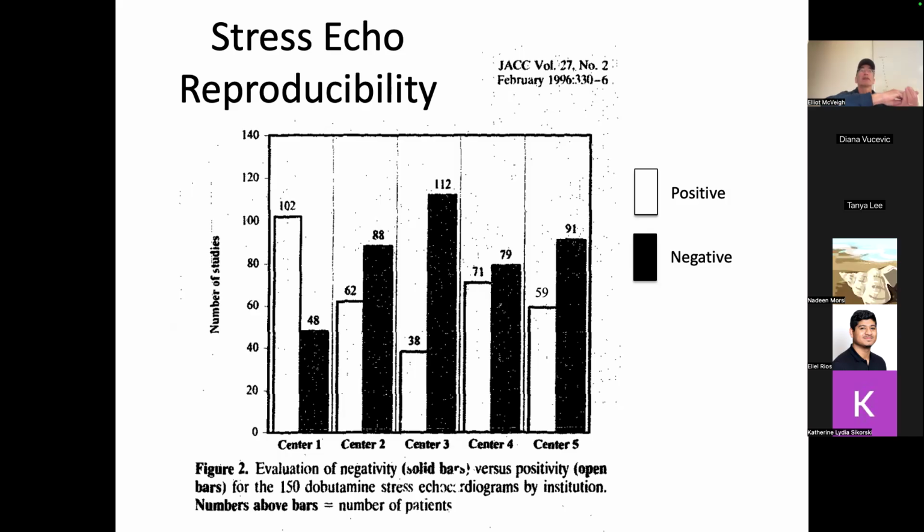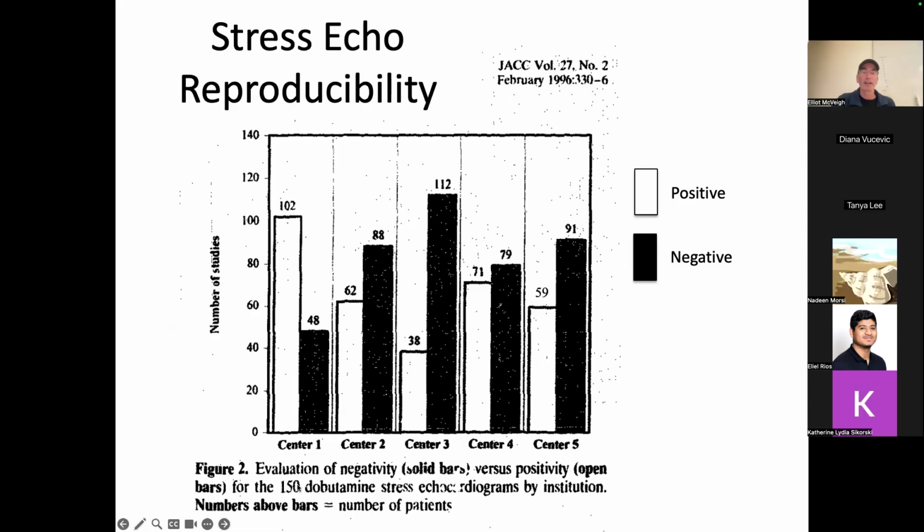If the functional movie of the heart goes a little wonky, like you get a piece of the heart that isn't contracting as much, you call it positive. You say, yes, this patient has disease, this stress test is positive. If you don't see that happen, you say it's negative, the patient's okay.